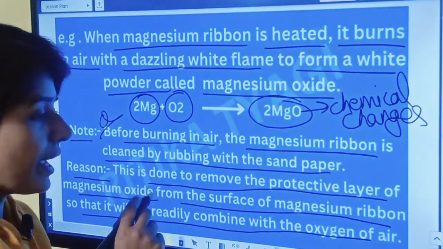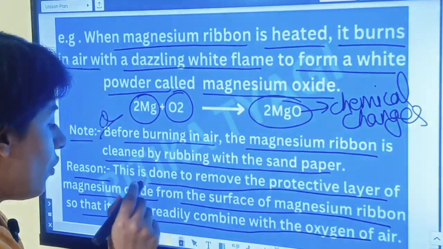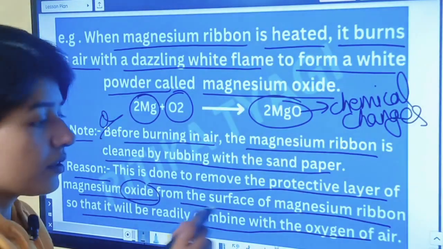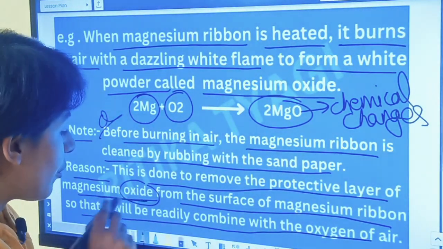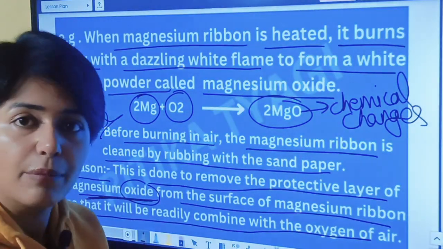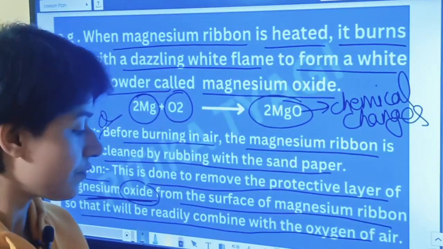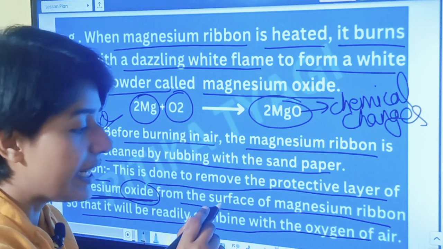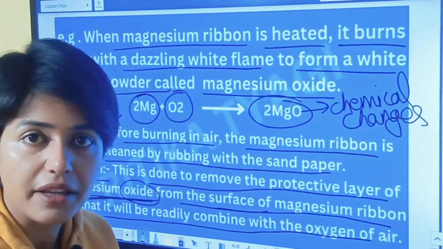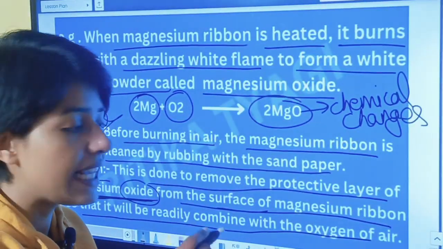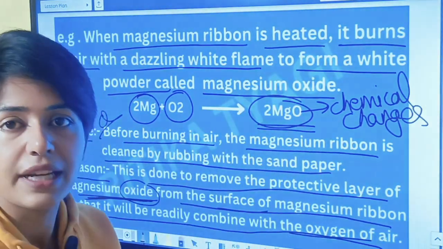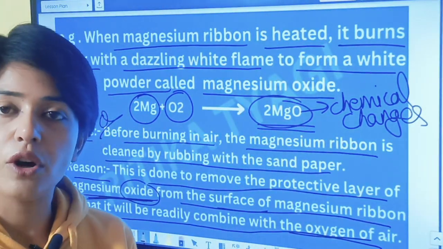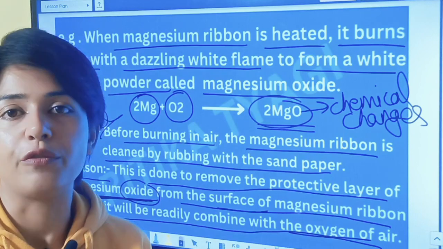Means magnesium reacts with the oxygen of the air to form a hard protective layer of magnesium oxide on its surface. So we have to clean its surface before burning so that it can easily combine with the oxygen of air to form white powder of magnesium oxide. I hope these points are clear to all of you.